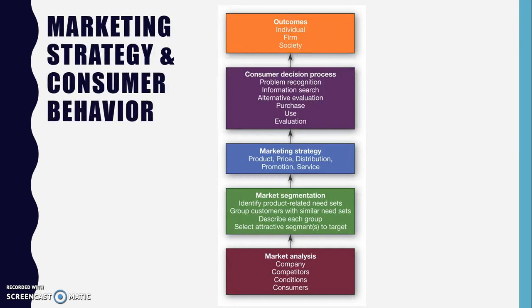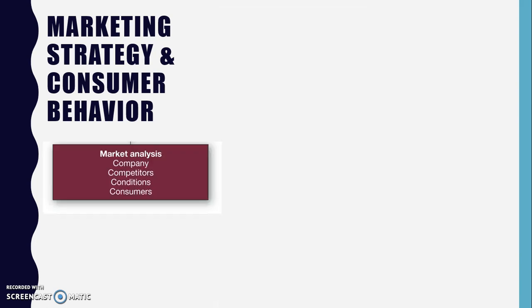And next, this is the step-by-step if you want to create a marketing strategy. First thing first is market analysis. There are 5 steps here, but I will explain one by one. First is marketing analysis. In marketing analysis, we analyze 4 things: company, competitors, conditions, and consumers.